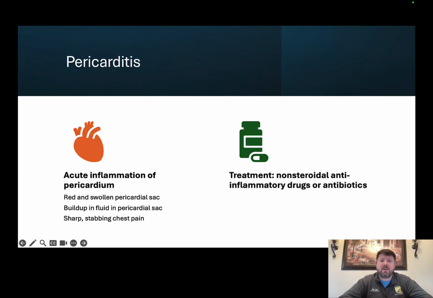Pericarditis is acute inflammation of the pericardium. It's often caused by a viral, bacterial, or occasionally a fungal infection. In many cases, no cause can be identified. Ask the patient about recent flu-like symptoms. The patient may relate a history of recent upper respiratory infection. Chest discomfort is the most common symptom of pericarditis: sharp, stabbing chest pain that is made worse by deep inspiration, coughing, or lying flat. Pain decreases when sitting up and leaning forward.